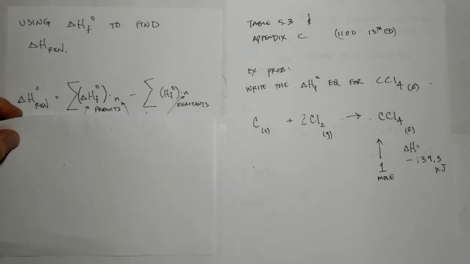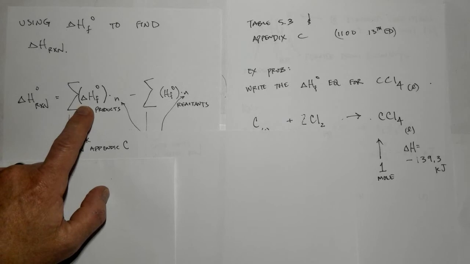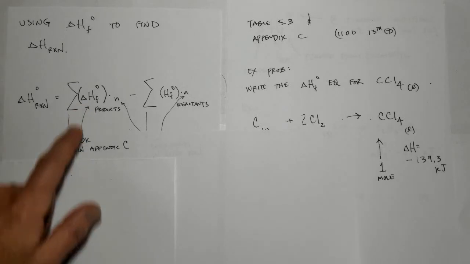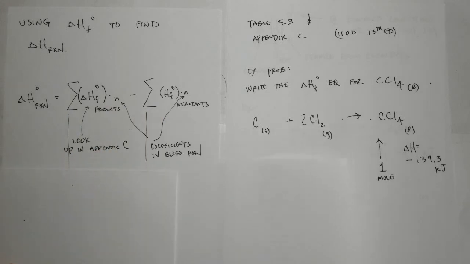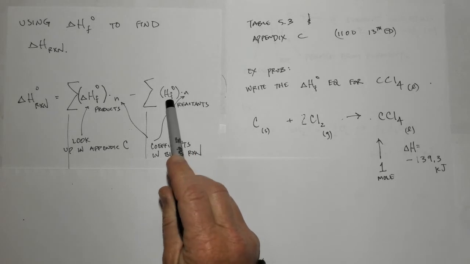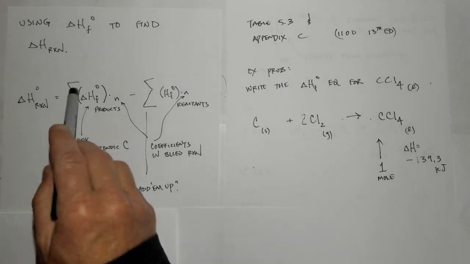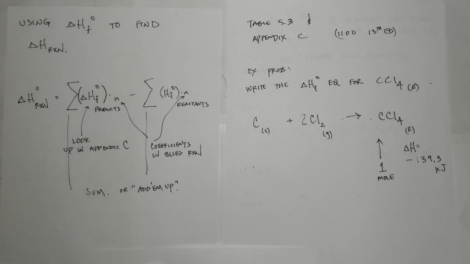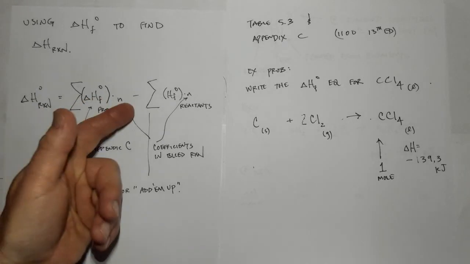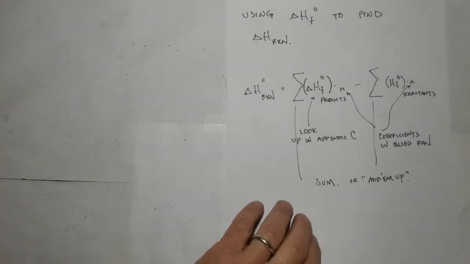So a little bit more about the words right here. So first of all, you have to look up these delta HFs in Appendix C or in your textbook. So that's where you find these numbers for the delta HFs. The n's right here and here in the equation stand for the coefficients in the balanced chemical equation. So if there's a 2 in the reaction, then you have to multiply whatever that reactant is by 2. And then the big capital sigmas mean add them up. They just mean add them together. So add together all of the products' enthalpies of formation, add up all the reactants' enthalpies of formation.